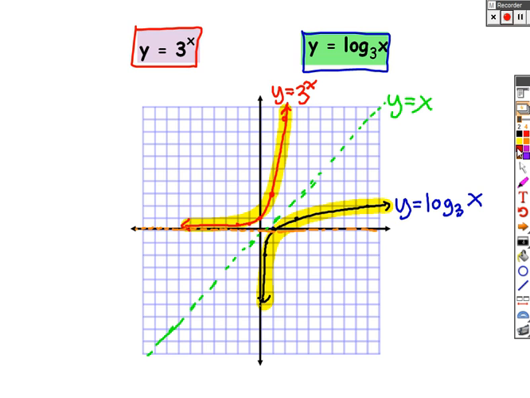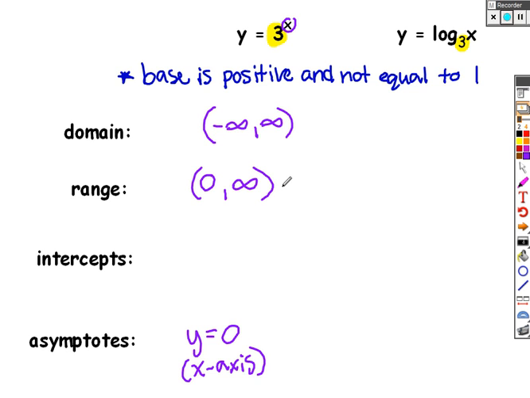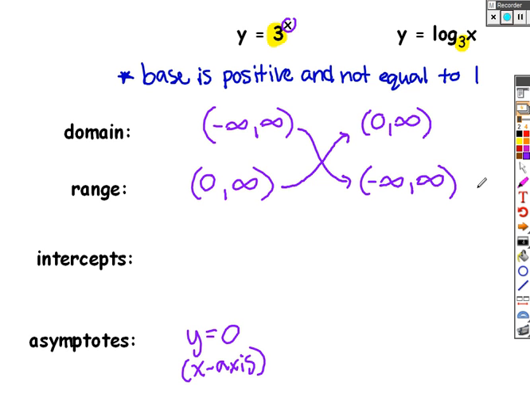So this argument can't be negative and it can never be 0 because 3 to any power can never give me out a negative number, right? This is 3 to the y equals x. So 3 raised to any power can never give me out a negative. It can't give me out 0. So the range of the original should become the domain of the inverse. And the domain of the original should become the range of the inverse.